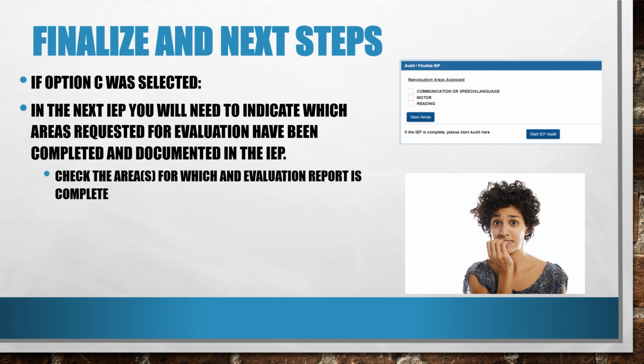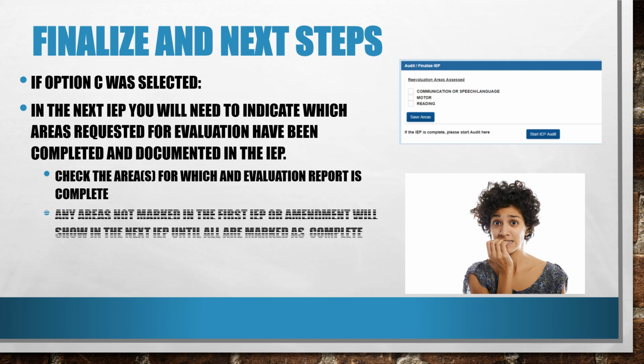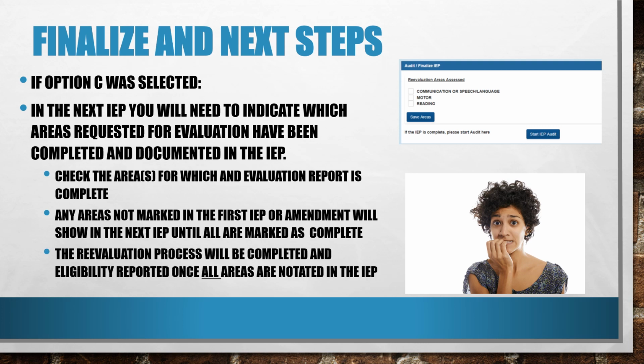Any areas not marked in the first IEP or amendment will show in the next IEP or amendment in order to be completed and marked as completed. The reevaluation process will only be completed and reported in student record once all areas indicated as needing evaluation have been marked as completed in the IEP.